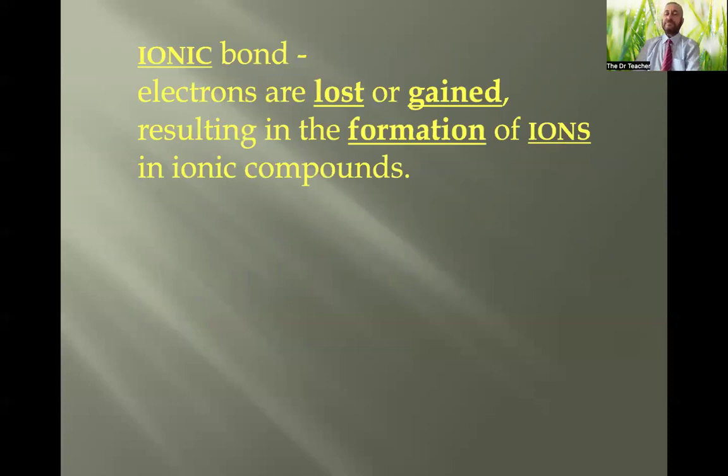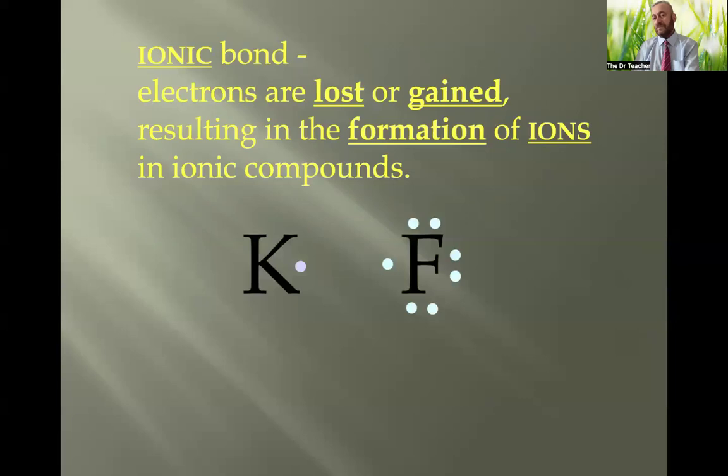In an ionic bond, electrons are lost or gained, resulting in the formation of ions in ionic compounds. So let's check this. Potassium has 1 electron in the outer shell. Fluorine has 7 electrons in the outer shell.